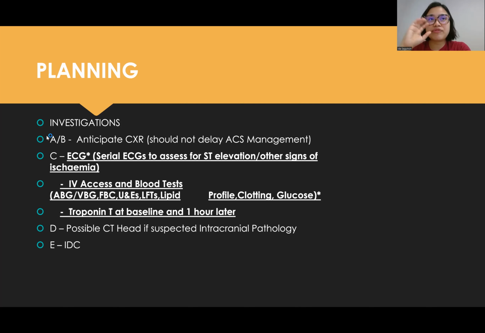We have to make sure that the patient has IV access for us to be able to get ABG or VBG, blood tests including FBCs, U&Es, LFTs, lipid profile, clotting, and glucose. Another thing that we have to include in our blood test is the troponin T, a baseline troponin T, and then we retake an hour later. So these three things that are in bold and underlined are actually part of our trust policy for ACS.